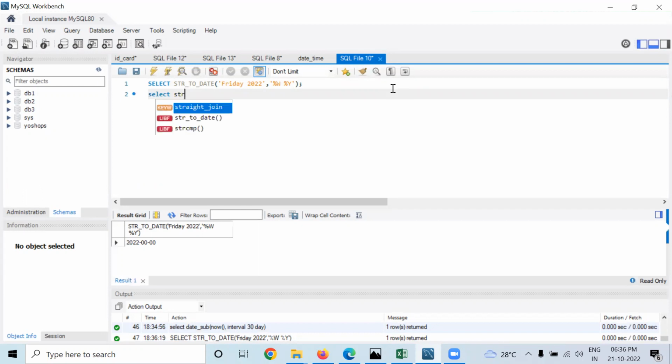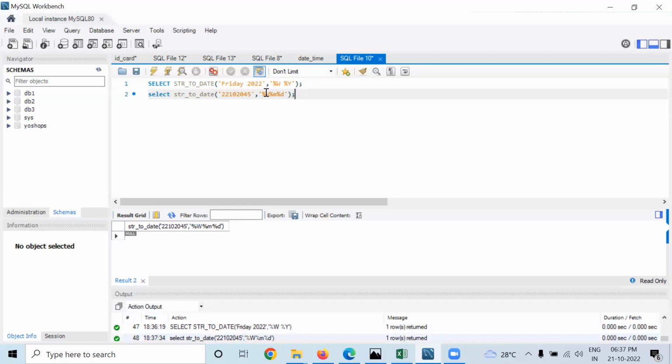Here case wouldn't matter. If I'm taking it in small case also, it is not an issue. If I am putting percentage W, then percentage D, M, percentage D, what will it show? Null. Yes, because it is a wrong format. Because I can't put W over here.